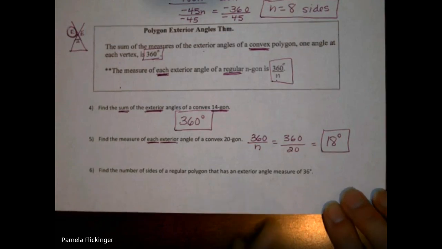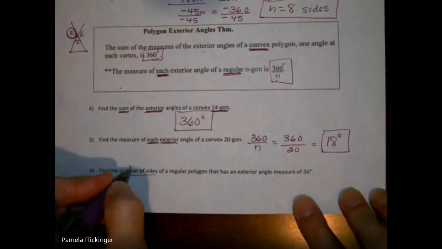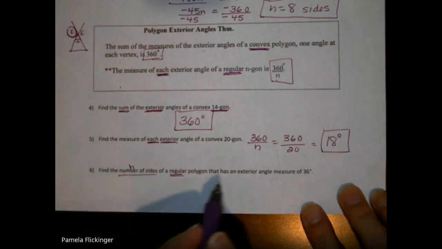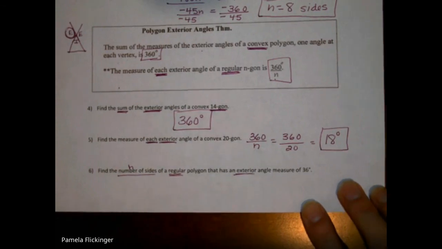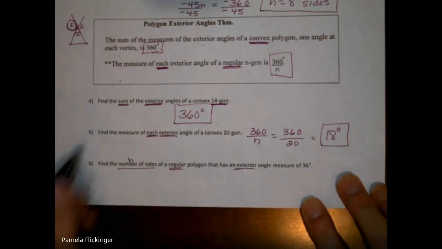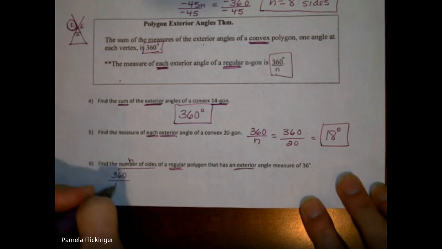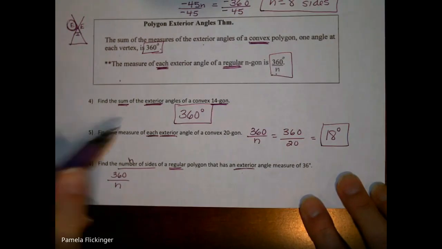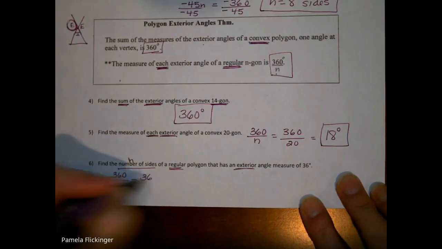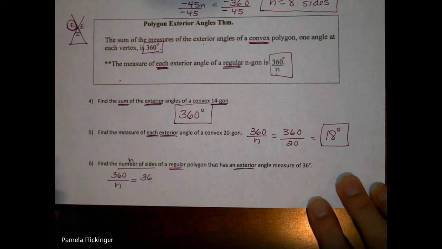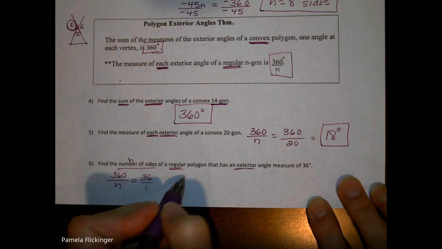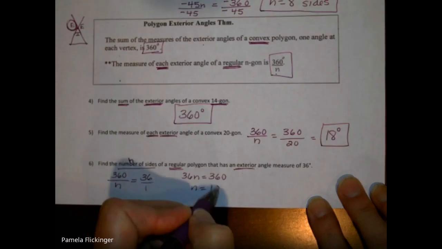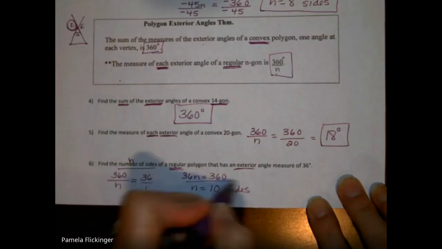Number 6, find the number of sides. So it's asking us to find n of a regular polygon that has an exterior angle measure of 36. So you've got to find all these keywords. We're doing exterior angles, so this is the formula we would use to find each exterior angle. We're going to take that formula and set it equal to 36. Again, just put it over 1, treat it like a proportion. So you've got 36n equals 360. Divide by 36. N is going to be 10 sides.